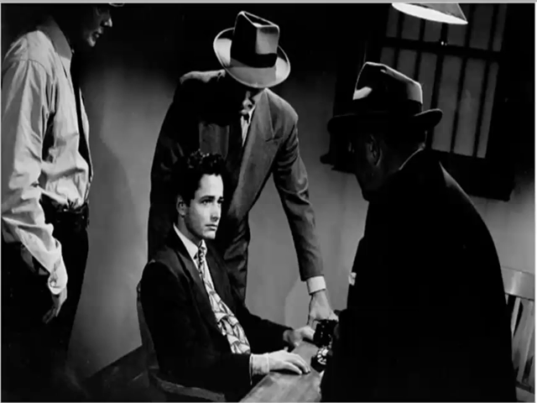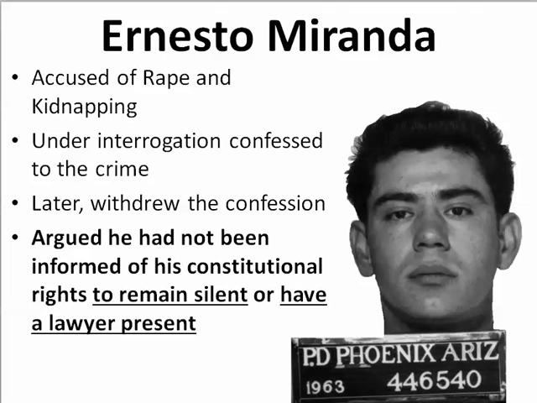All right, so Ernesto Miranda is accused of rape and kidnapping, and under interrogation he confesses to the crime. Later on, he gets a lawyer, and he withdraws his confession, saying that he didn't know he had the right to a lawyer before he said anything, and he didn't know that he had a right to remain silent. In other words, to say nothing at all. Rights against self-incrimination. So he argues that the police should have told him this. They should have informed him of his rights.